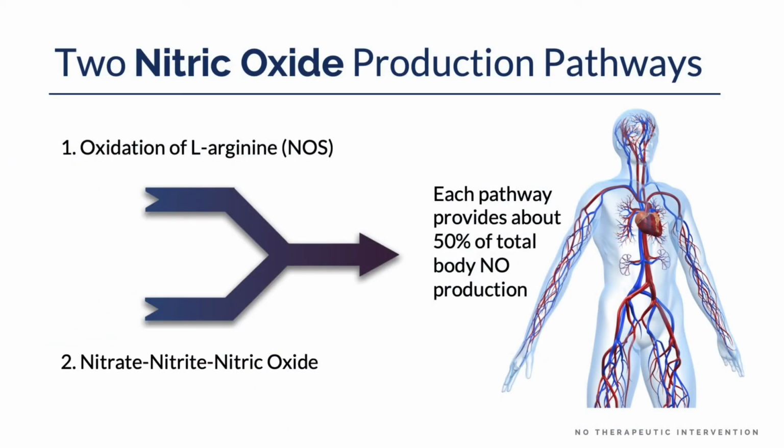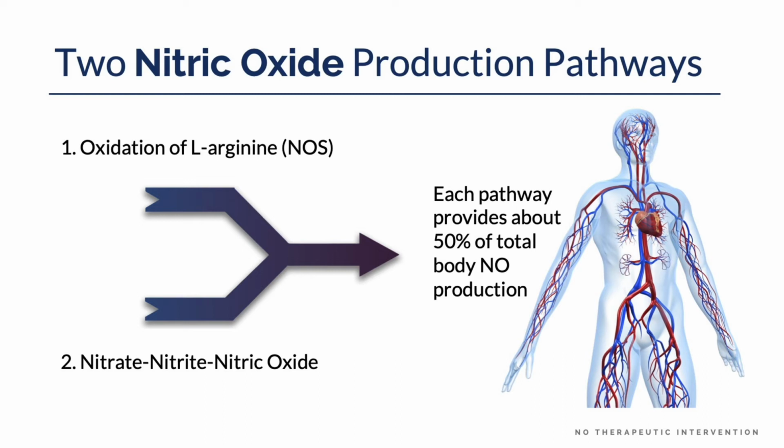There are really two ways the body makes nitric oxide. The first one is through a pathway using an enzyme called nitric oxide synthase. This converts arginine to nitric oxide. The other, more recently discovered pathway uses inorganic nitrate from the diet, primarily green leafy vegetables or beetroot, that is converted to nitrite and nitric oxide.